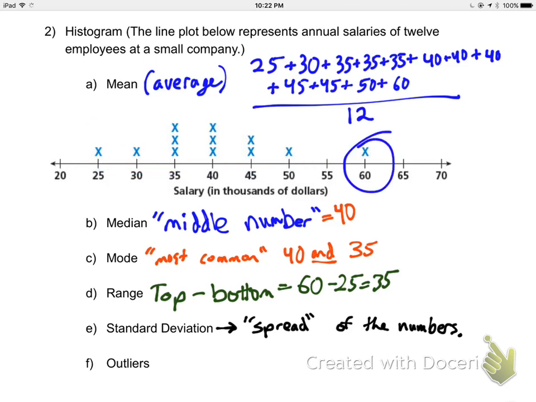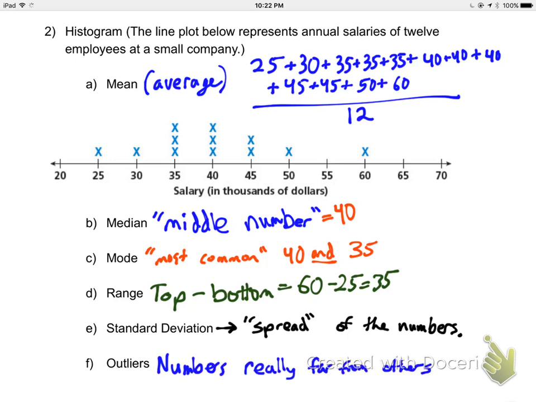Now, that's one guy way over here. He's what we call an outlier, and an outlier is a number that's really far away from the others. So in this case, 60 is our outlier because it is just very far off from the others.